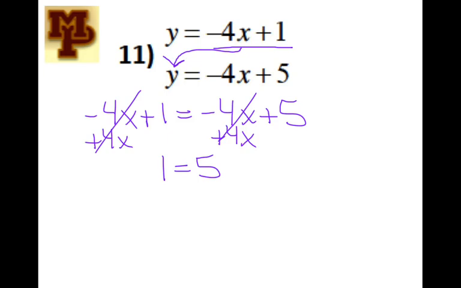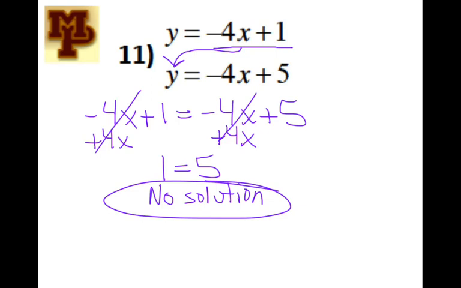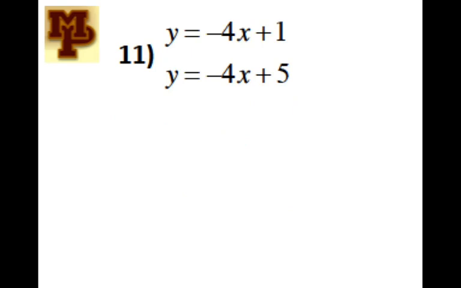When you lose your variables and you get a statement that doesn't make any sense, then you would say no solution. If you lose your variables and you get a statement that does make sense, then you would say infinitely many solutions.